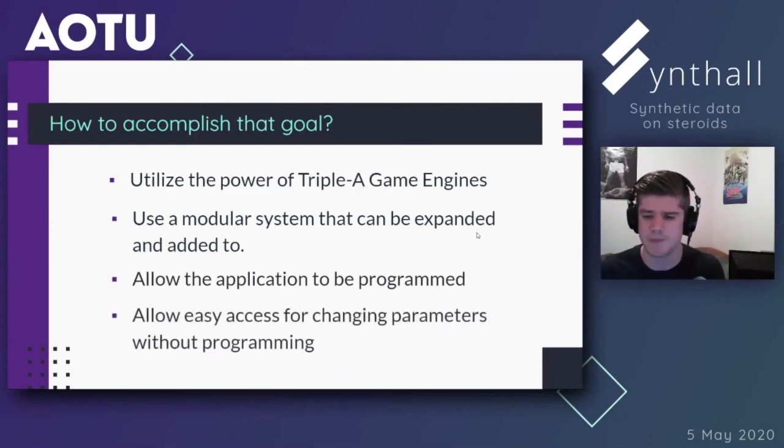And maybe this last part would be to allow easy access for changing parameters without programming. Part of quick iteration will require us to not rewrite code and recompile code and redo all these things. We want to be able to change these things on the fly as we're generating.